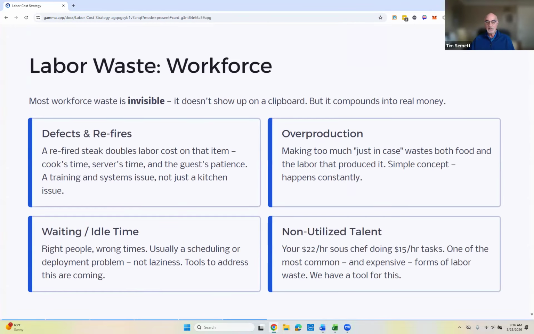Labor waste, the workforce. Before you can optimize labor, you need to see where value is being lost. Labor waste comes in two categories, the workforce waste and the operational waste. On the next slide, we're going to look at the operational side of it. And most of it is invisible till you start looking.